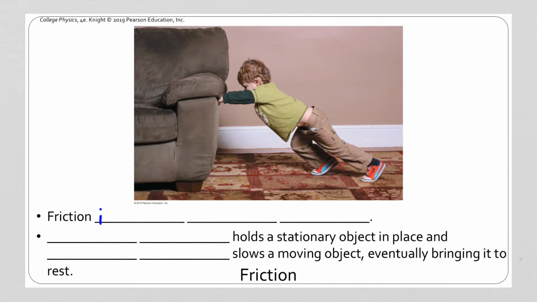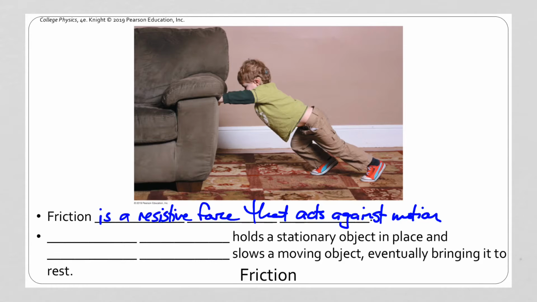Friction is a resistive force that acts against motion. In this picture here, we have a little kid. This little kid is applying a force to the couch there, but the couch isn't moving. That means there must be some other force acting backwards, canceling out the supplied force to keep the acceleration of the couch equal to 0. And that force that we have is the force of friction. It's a resistive force, meaning it resists any motion.